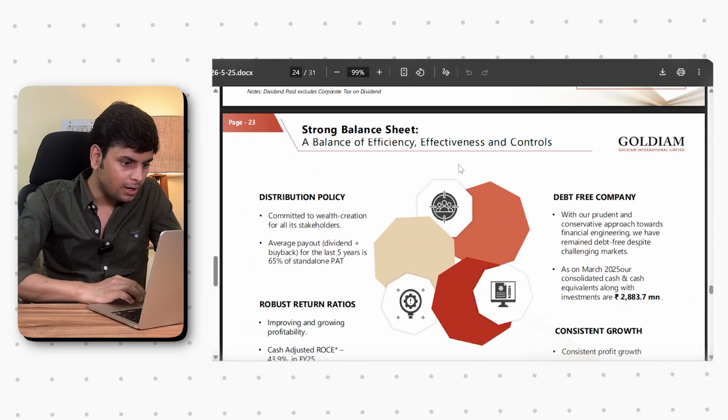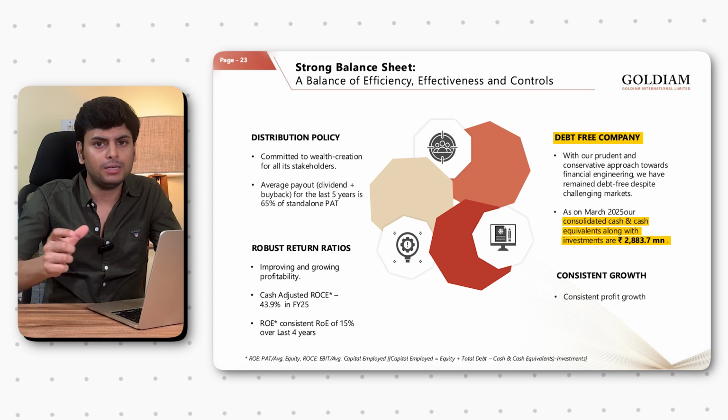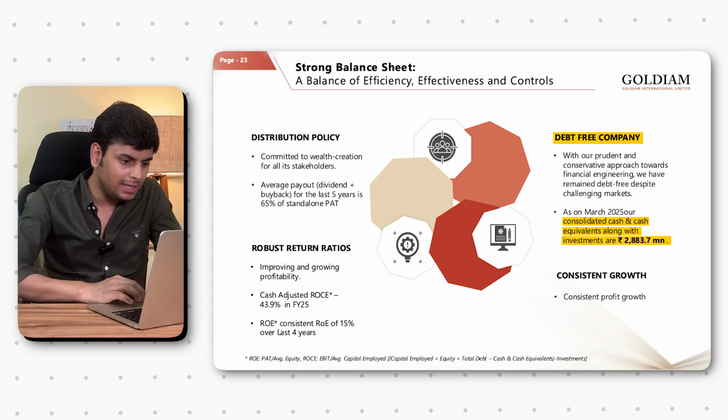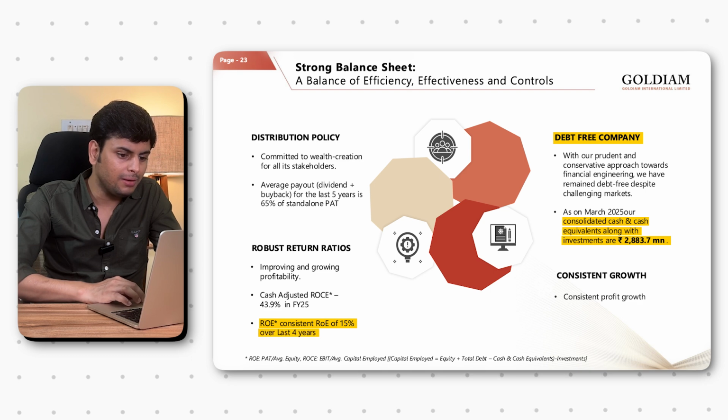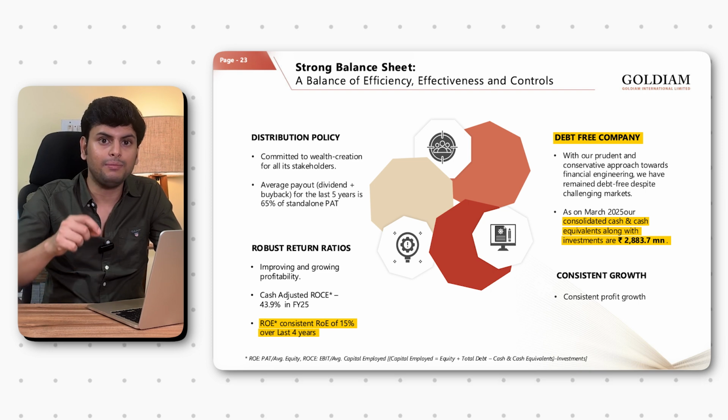Now let us scroll down a bit. Here it says that Goldiam is a debt-free company. It currently has a strong cash balance of 288 crore rupees, which they will probably use to open more Origem stores going forward. And if you see here, this is a high return business. The company's ROE is above 15%, and Goldiam is debt free. That also means that if they had debt, their ROE could have been much higher.